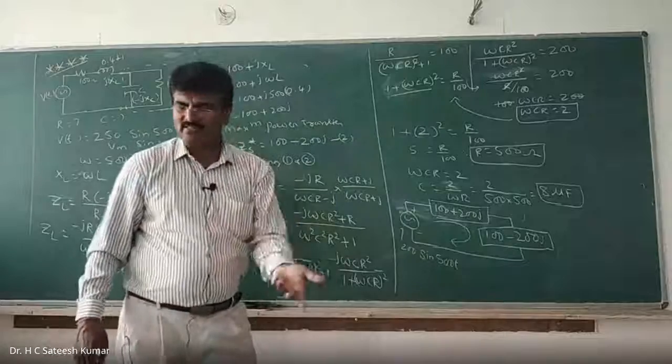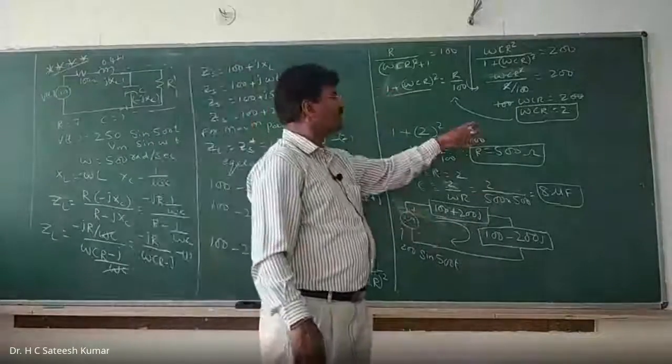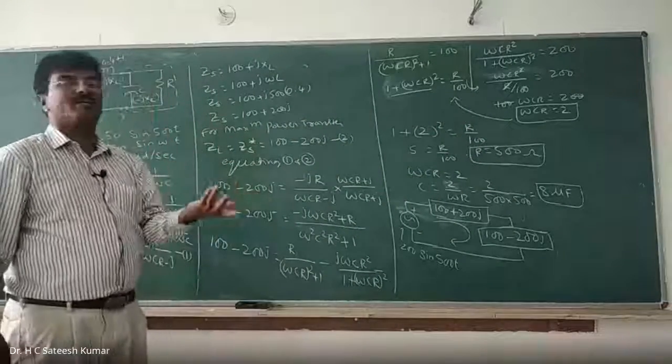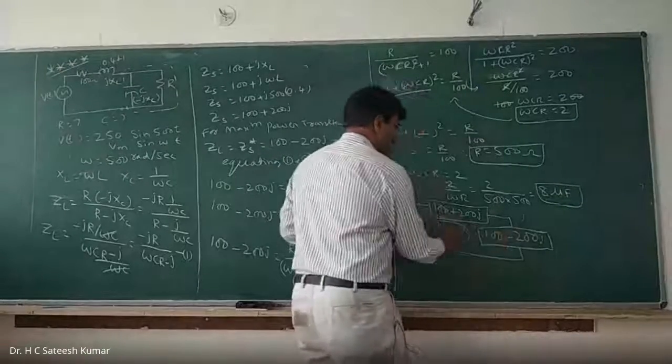So load impedance is the complex conjugate of source impedance. With that condition, we got the R and C. If you substitute the R and C value with this parallel combination, you will get 100 minus 200J. So therefore, you can write IL.